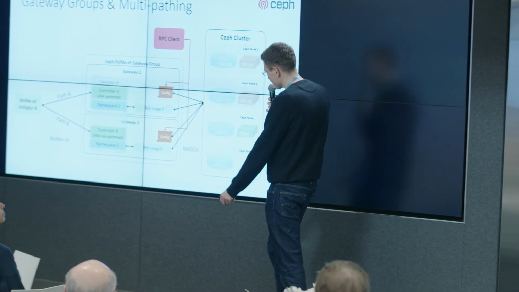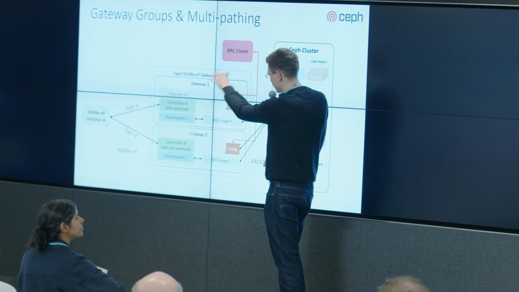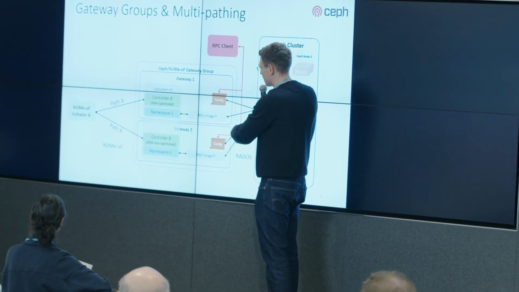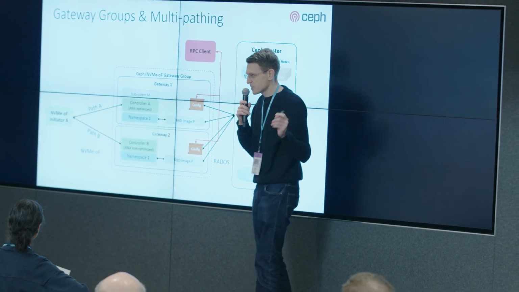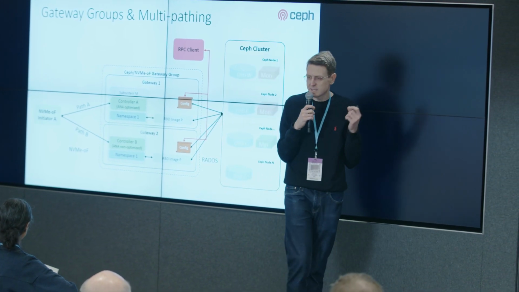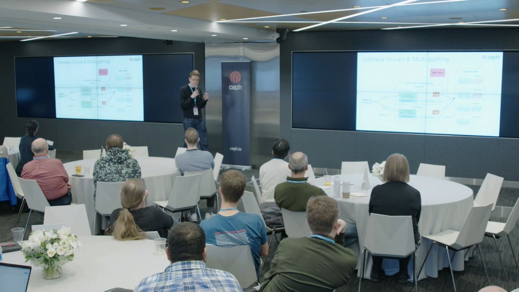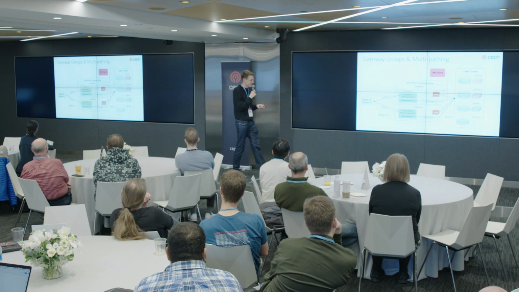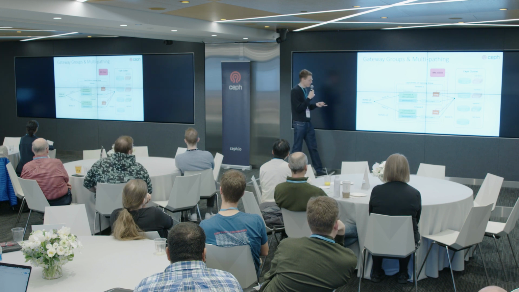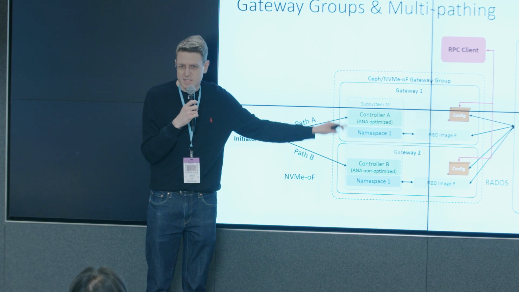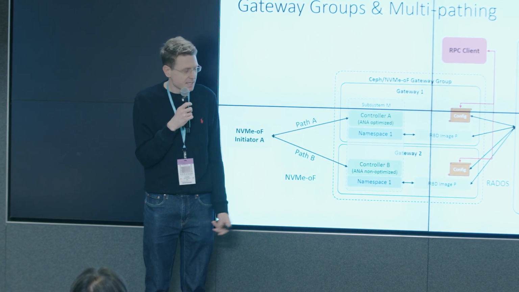So what you basically see here is we have a grouping concept. A gateway group is essentially multiple gateways that share the same configuration, meaning they export the same subsystems, they export the same namespaces, and things like that. The only thing different is obviously that the listeners on these two have different IPs, and they can also have different ports.